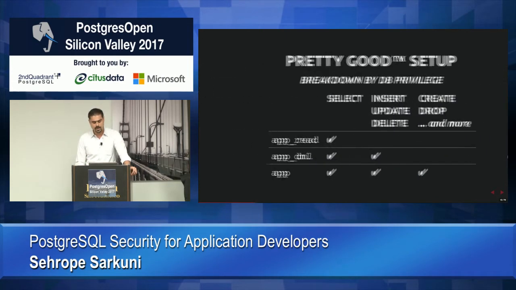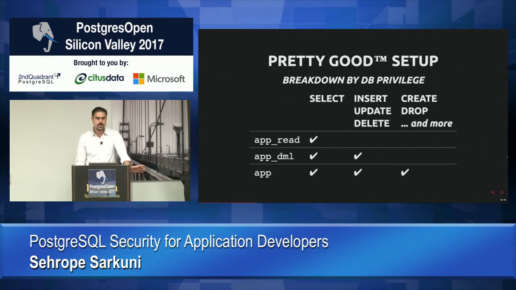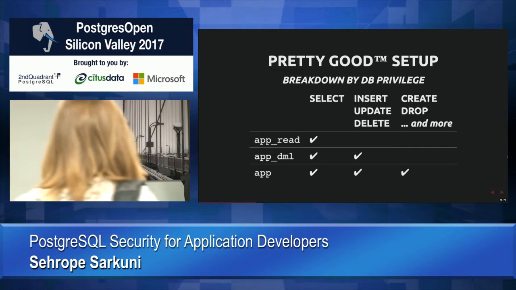So in that kind of sweet spot setup, if you break it down to actual DB permissions, that first account, app read, all it has is the select permission. So whatever tables we're going to be querying, it has read-only access to it. Then we have this app DML account, which is a superset of the permissions for the read account. So you have select permissions, but you can also do inserts, updates, deletes, and modify the data inside of our system.